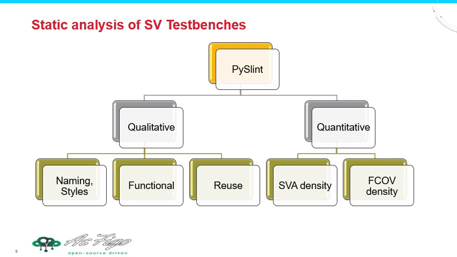On the quantitative side, you could build things like assertion density, coverage density. For example, how many cover groups have you written? What kind of complexity is in your cover group that would eventually impact your coverage closure cycles, both in a positive and negative way.